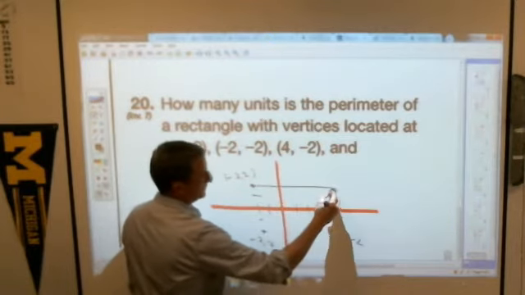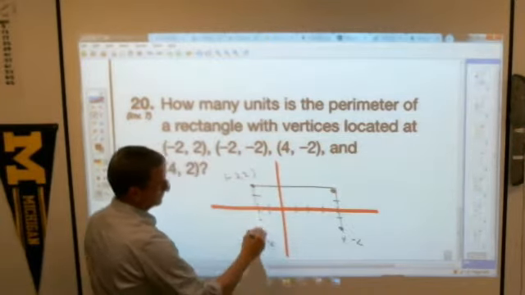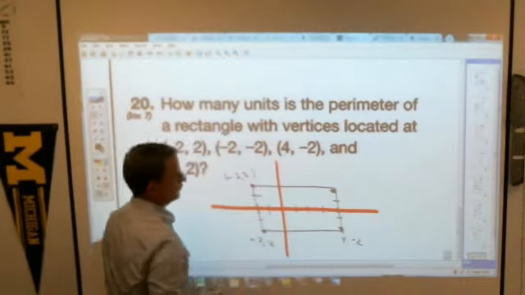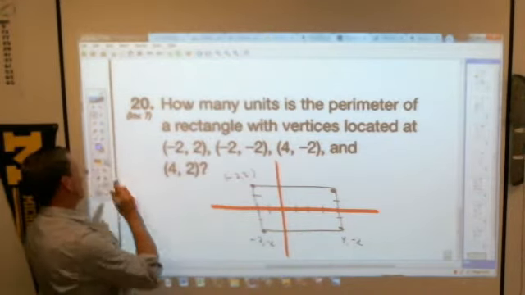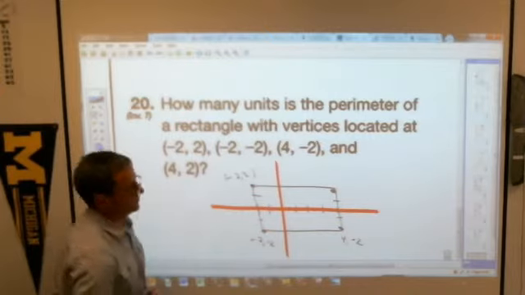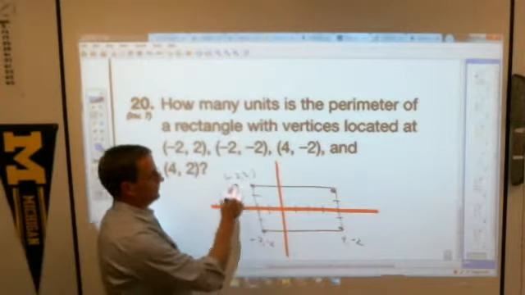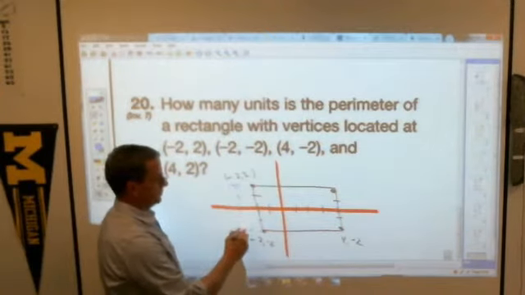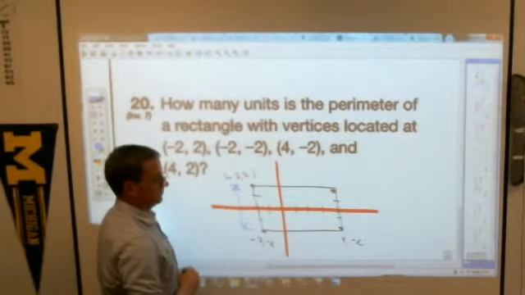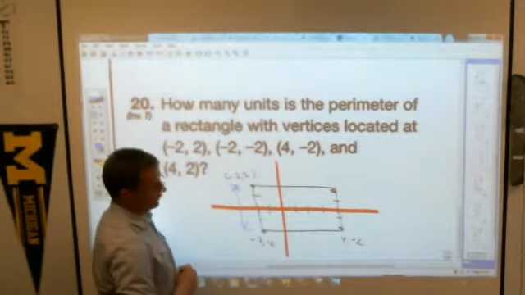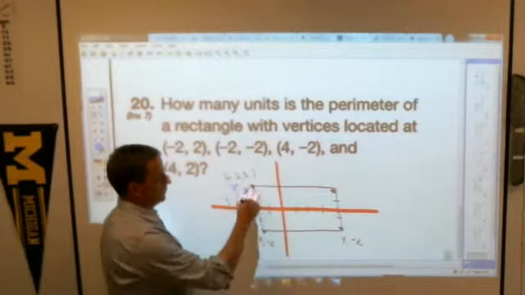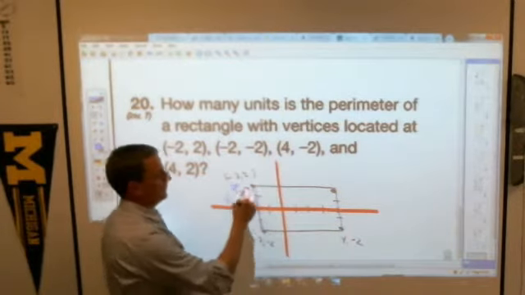Can you do this rectangle, Ethan? And it asks you for perimeter, which means add up all the sides together. So the question is, how far is it from here to here, sir? 4 units, right? It was 2 up and 2 down. How far is it from here to here?